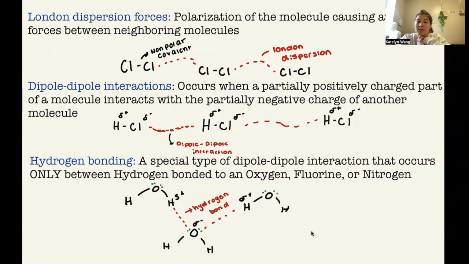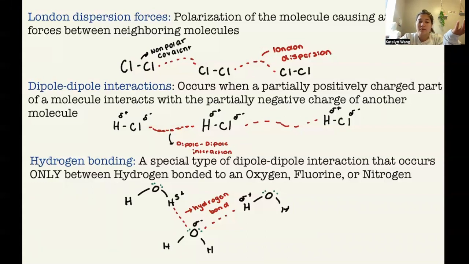London dispersion forces are basically the polarization of the molecule causing attractive forces between neighboring molecules. And what this really means is that there's a temporary attractive force that results when electrons from two adjacent atoms or molecules occupy positions that make the atoms or molecules form temporary dipoles, or temporary places where there's a positive end and a negative end.